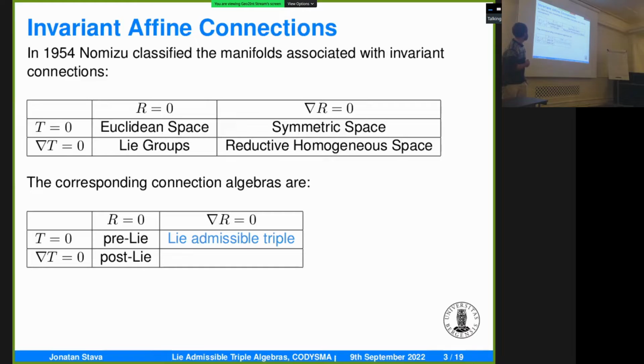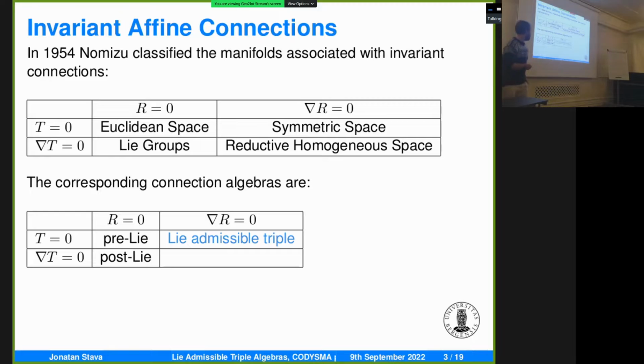Okay, so in 1954, Nomizu classified the manifolds that are associated with invariant connections. If you have 0 curvature and 0 torsion, you are on the Euclidean space. If you have a connection that has 0 curvature, but your torsion is parallel, that is associated with a Lie group. If you have a parallel curvature but 0 torsion, you're on a symmetric space, or I guess it could be a locally symmetric space. It should probably be locally put in here. And then the last one is a reductive homogeneous space.